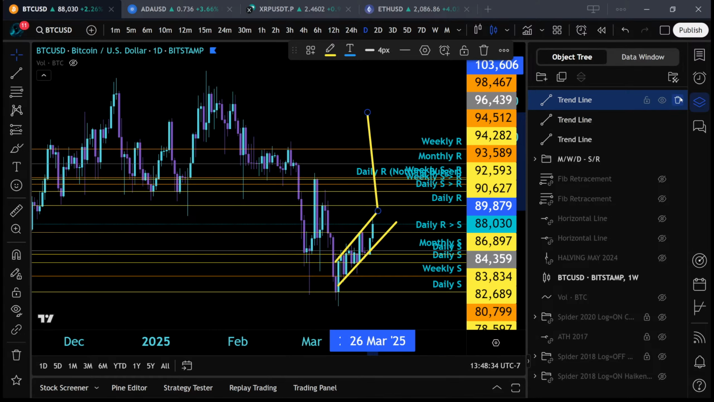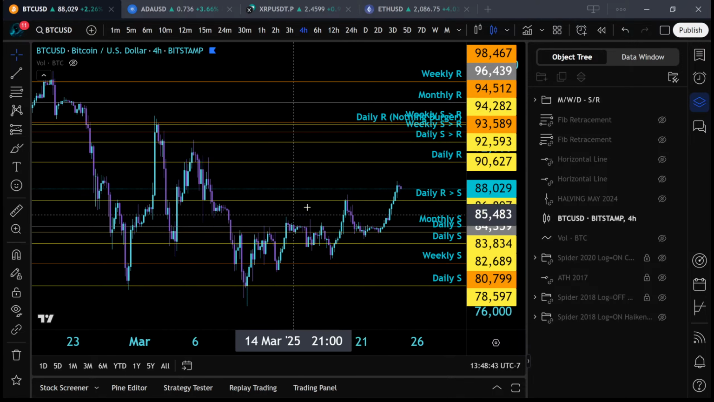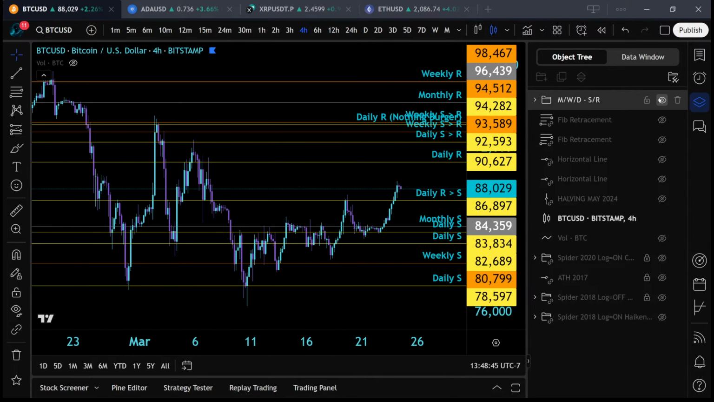So let me get rid of these lines here. That's just that one channel. If you want to trade patterns, that's a pattern I'm looking at. If you look at it on the 4-hour, you can see that same pattern right there, just in better resolution. Let me get rid of these lines for you.